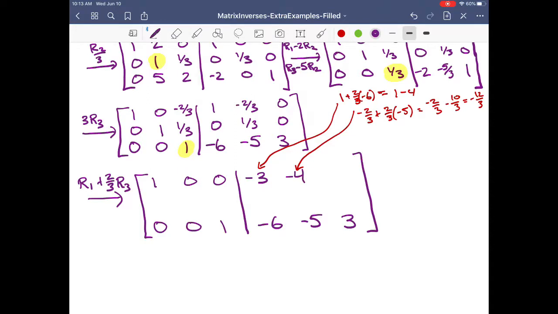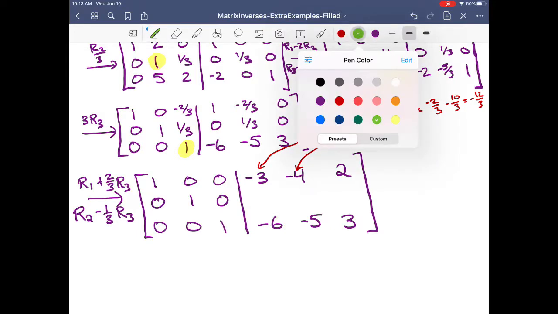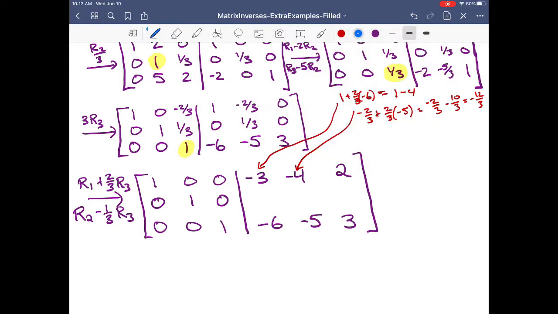Okay, now 0 is a bit easier. So 0 plus 2/3 times 3, that's actually going to be a positive 2. Okay, I also want to do row 2 minus 1/3 of row 3. So that's going to give me 0, 1, 0 here. Maybe I'll do these in a different color. Okay, so in the first, well, the first spot was a 0, so maybe that one's not so bad. So it's 0 minus 1/3 times negative 6. So that's going to be a positive 2.